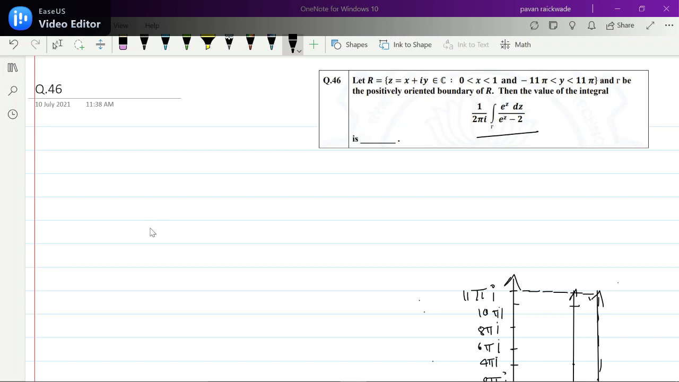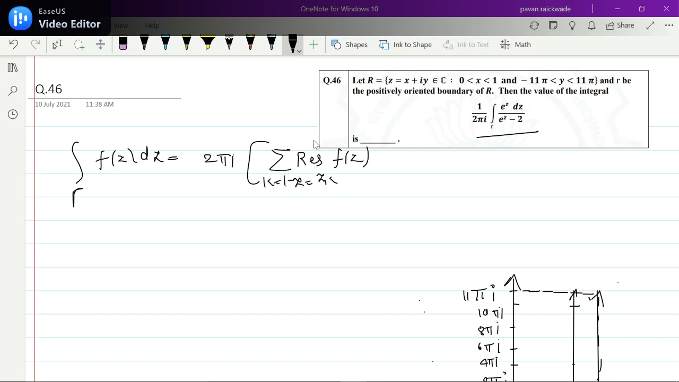Okay, so what the Cauchy residue theorem says is that the integral over a positively oriented contour of the function f(z) dz equals 2 pi i times the summation of residues of f(z) at z equals zk. Suppose it has some finitely many residues from 1 to n. Cool. And here my f of z is e power z upon z minus 2.